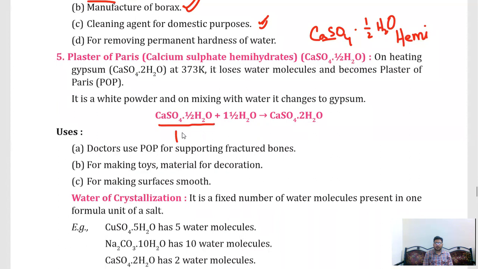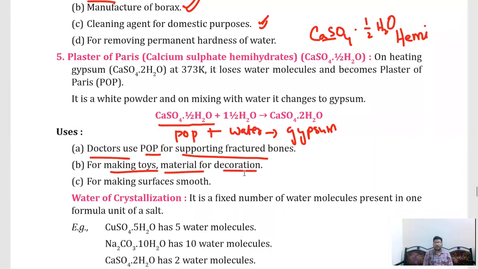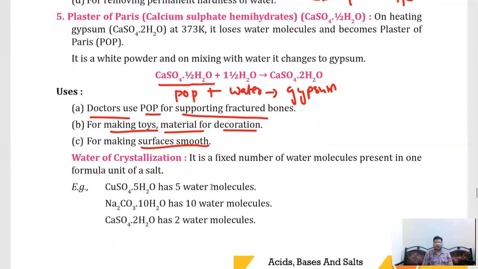And if we add water to plaster of Paris, POP, automatically we will get gypsum. This gypsum is the main product in manufacturing of cement. That's it. Doctors will use POP for supporting fractured bones, for making toys, idols, and decorative materials, and for making surfaces smooth, plaster of Paris is used.